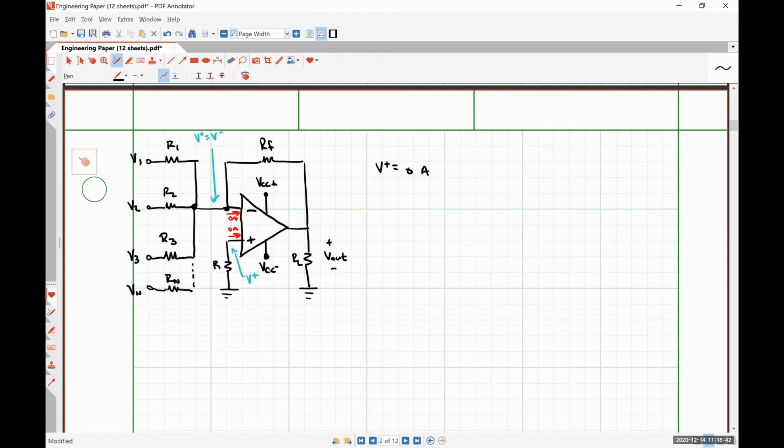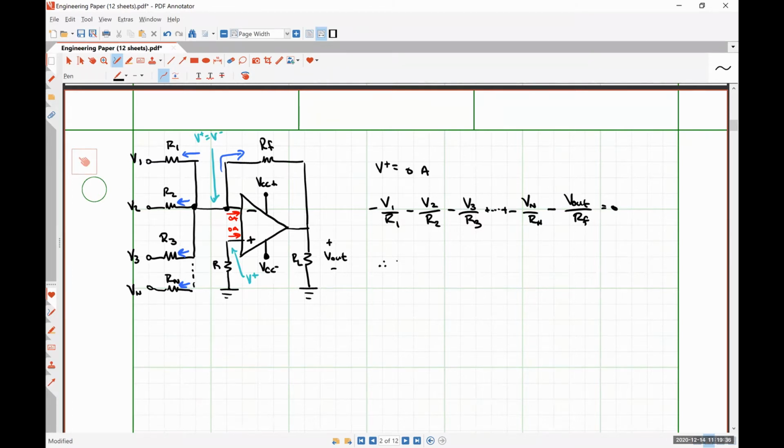When we do Kirchhoff's current law, though, that's where things are going to get a bit interesting. Because we're going to have this current plus this current plus this current plus this current plus this current all summed together to be equal to 0. So what that's going to give us is negative V1 over R1 minus V2 over R2 minus V3 over R3 minus VN over RN minus Vout over RF is equal to 0.